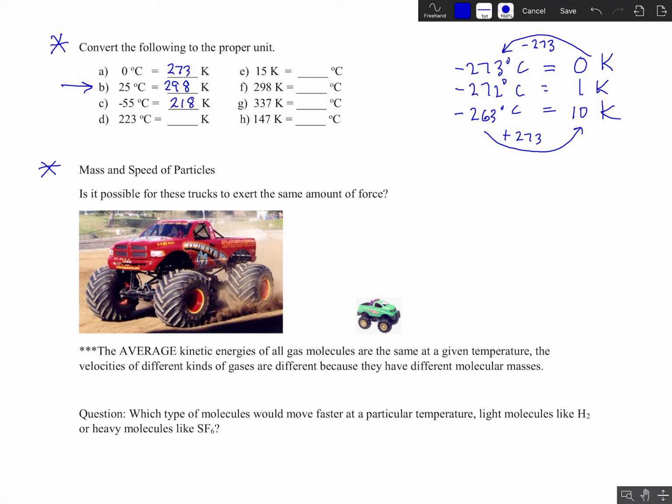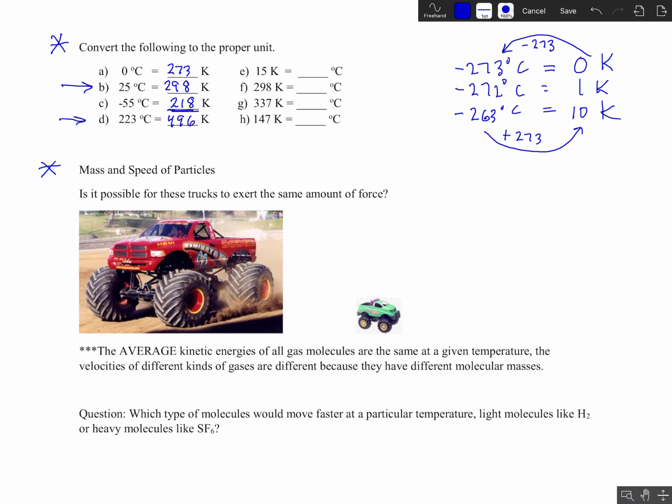Now that might seem warm to you, but remember, that just simply means it's 218 degrees above the lowest possible temperature. Okay, now, letter D, 223 degrees Celsius. So 223 plus 273 gives us 496 Kelvin. Did you get those right? All right, let's go on and let's work from Kelvin to Celsius.